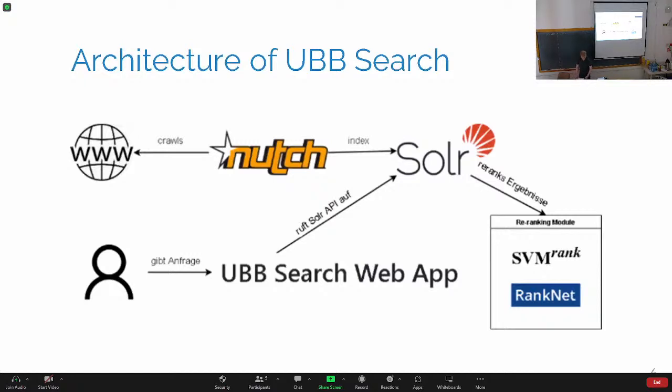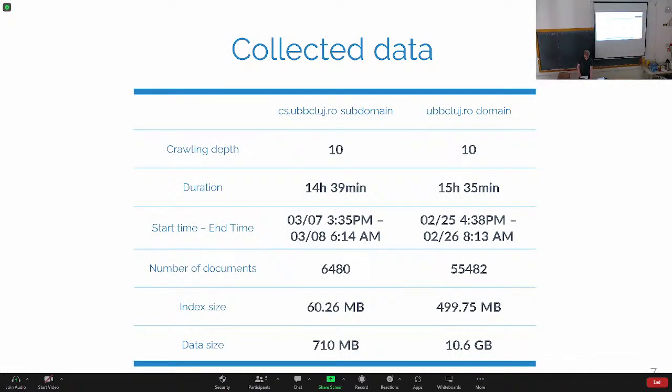Next, the collected data that I'm talking about. For this research, I have collected data with Nutch from both the ubbcluj.ro domain and the cs.ubbcluj.ro subdomain. Crawling starts from a seed list of entry points. For the computer science domain, I have built a list of about 192 URLs found on the top navigation bar of the website. After each URL is visited from the seed file, the links found to other pages will be used as entry points for the next crawling iteration and so on.